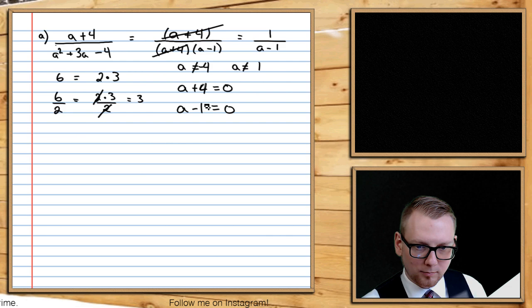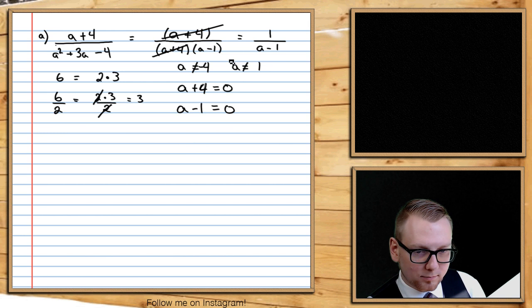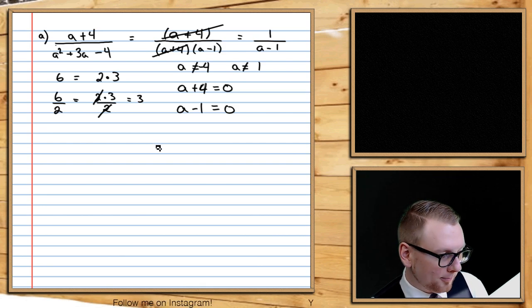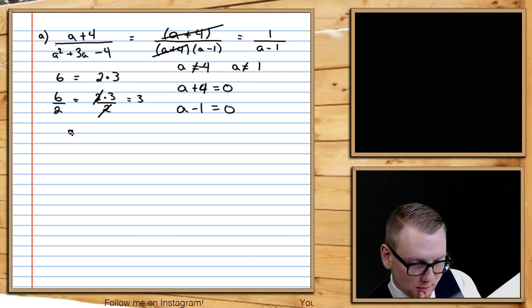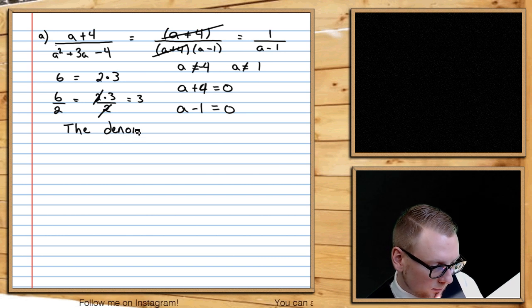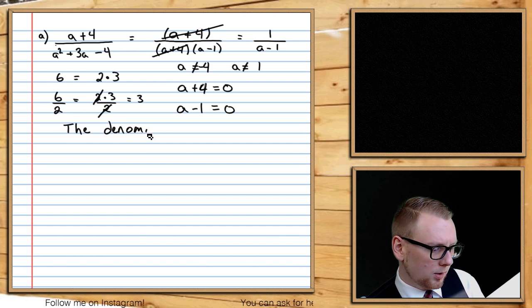You need to write the restrictions before you write the final answer, because when you cross it out, you're missing that 4. So the best way to say it is the denominator can't be 0. Why can I not spell all of a sudden? Denom. There we go.